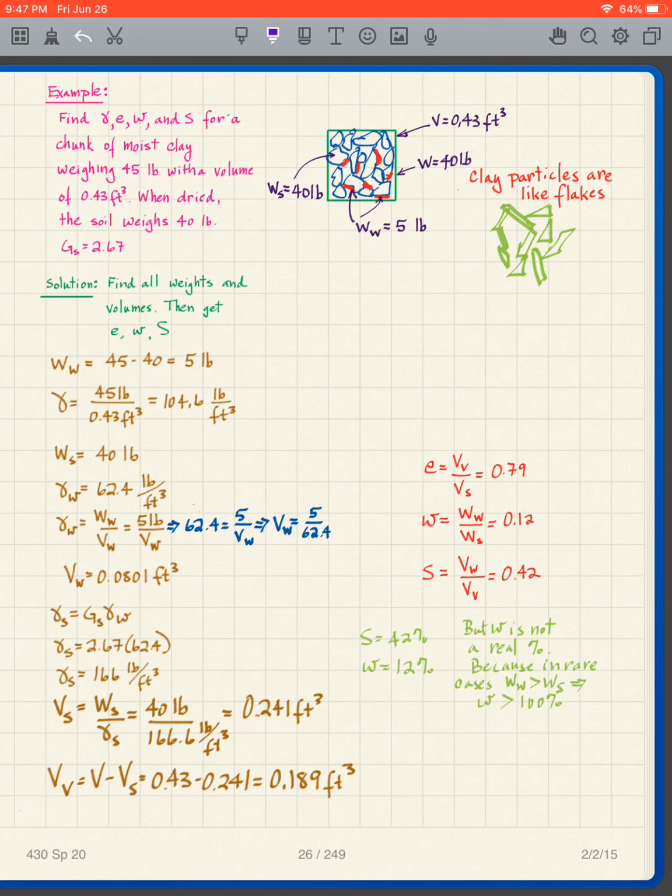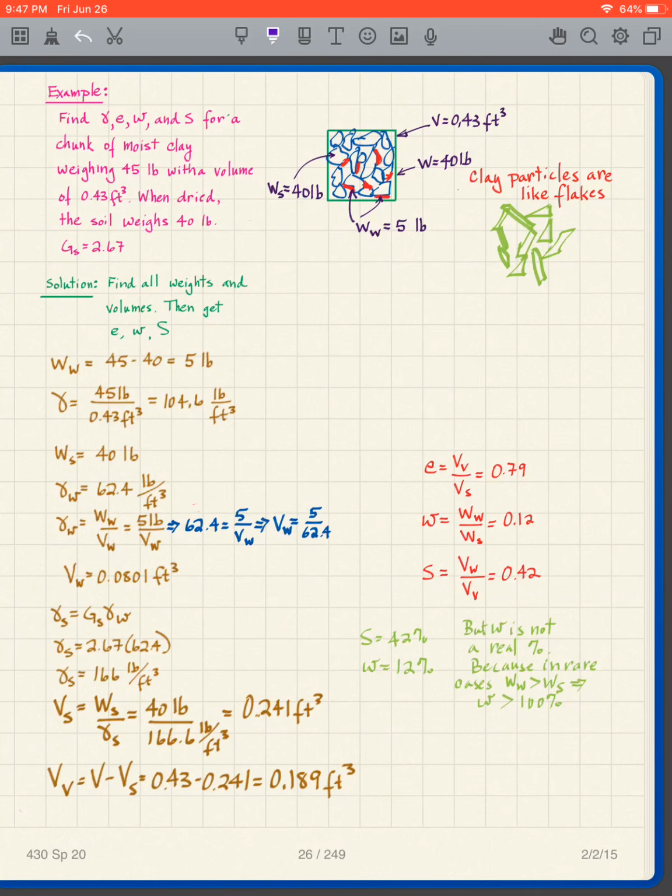So a lot of times that's what you do. You just go for all the weights and volumes you can. And so the density is important. Density is the thing that's going to bridge us or get us from weight to volume or volume to weight. So if I know the density, I'm going to be able to go between the weights and volumes.